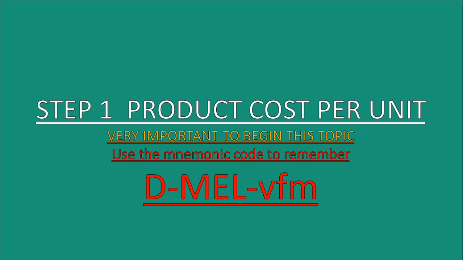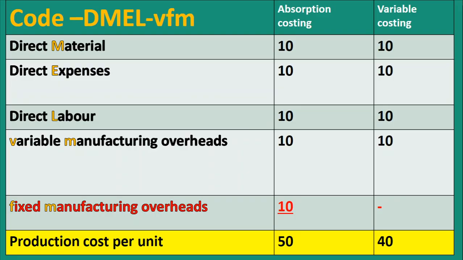Step 1, or the most important step in solving absorption costing, is you need to calculate production cost per unit. Now this is very simple if you remember this mnemonic code, DMEL-VFM. I will tell you what it means. So let's have a look at this code, DMEL-VFM.